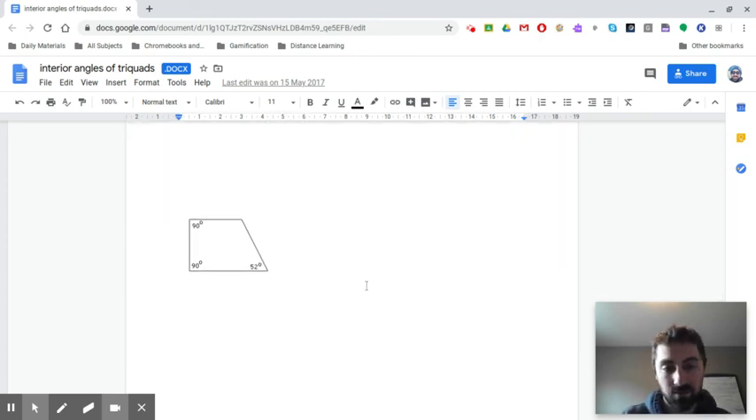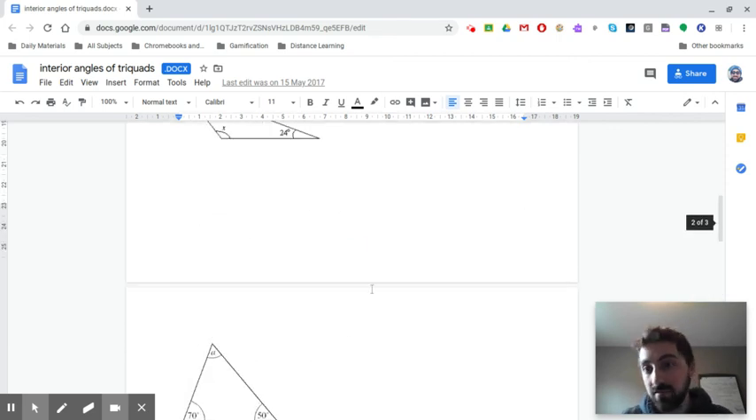And then the very last one: 90 plus 90 is 180, plus 52 is 232. 360 minus 232 would give us 128, which would be this missing angle there.